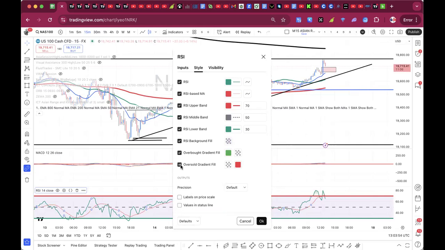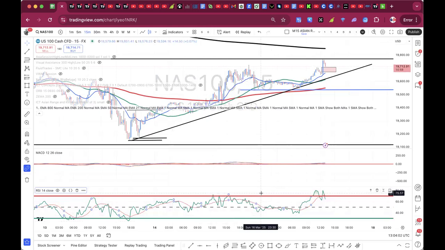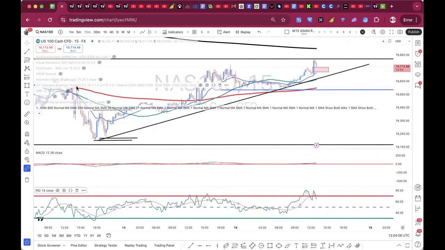Okay, then oversold. Okay, there's a place, an RSI background fill. I remove it, so it aligns in a plain chain. So very good. So we're good, right? So this is RSI. Okay, here is RSI.